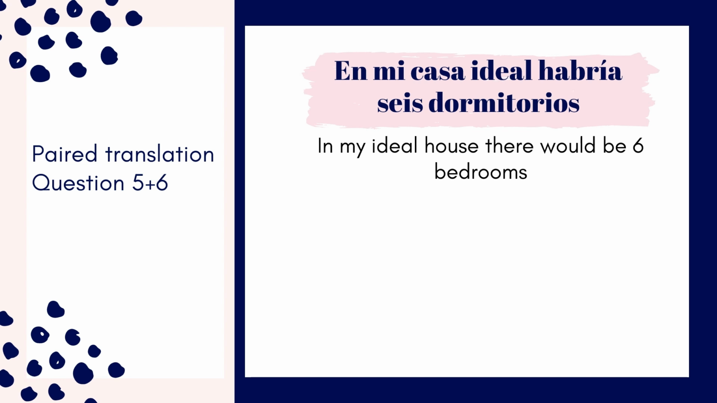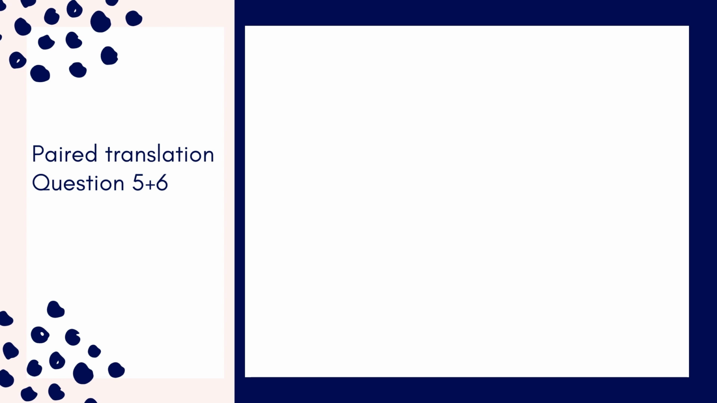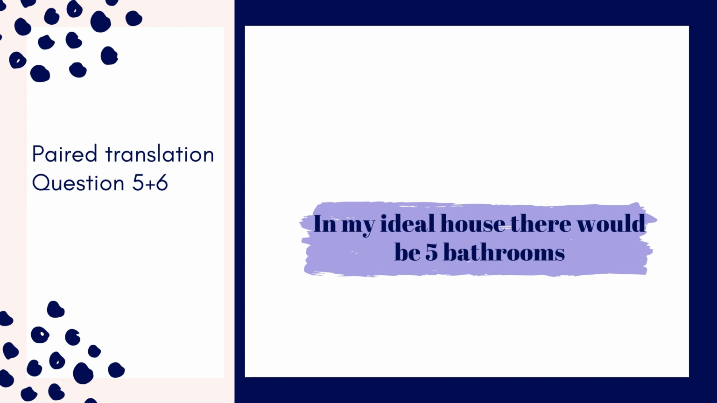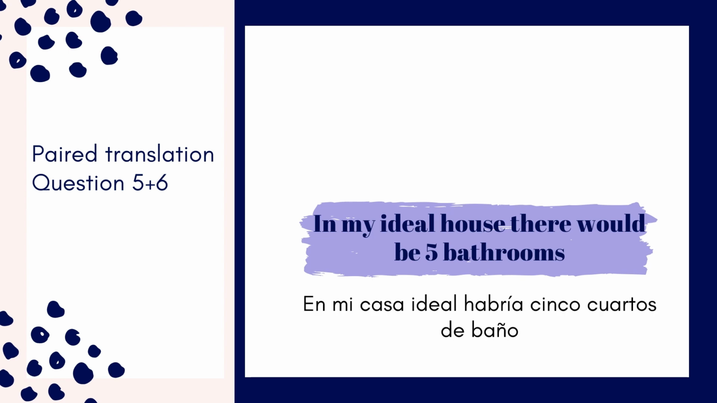In my ideal house, there would be 6 bedrooms. In my ideal house, there would be 5 bathrooms. En mi casa ideal habría 5 cuartos de baño. So note how this pluralizes. The S goes on the end of cuarto, not baños. So it's not cuarto de baños. It's cuartos because cuarto means room, the room of the bath. So we would say the rooms of the bath, not room of the baths.